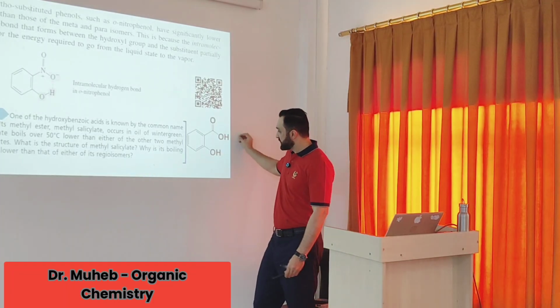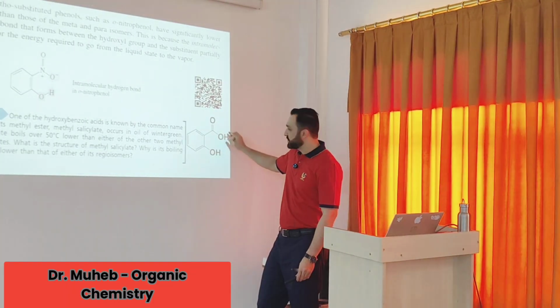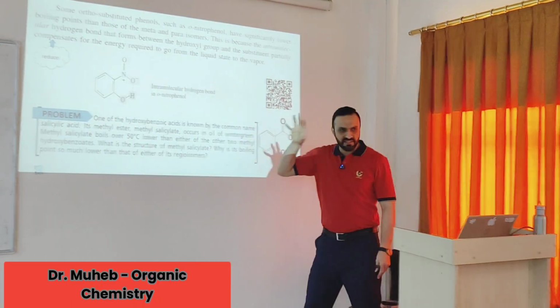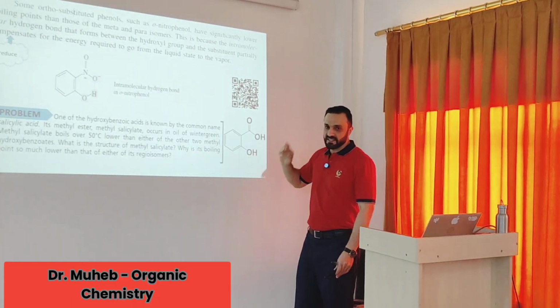I have to change the hydrogen with an alkyl group. Just change the hydrogen with an alkyl group, and it will be methyl salicylate. This is the idea. Okay, it will be methyl salicylate.